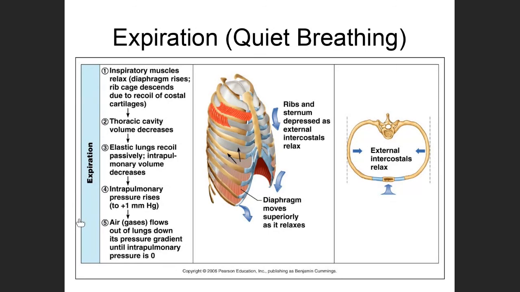What we need to do is make the volume in the thoracic cavity and lungs small enough that we increase the pressure about 1 millimeter of mercury above atmospheric pressure. So if you're walking on the sea where atmospheric pressure is 760, we need to decrease the volume in the lungs and thoracic cavity so that the pressure increases to about 761. When we do that, we've got a pressure gradient. Air moves from the area of higher pressure within the lung to the area of lower pressure outside the body, and you exhale.